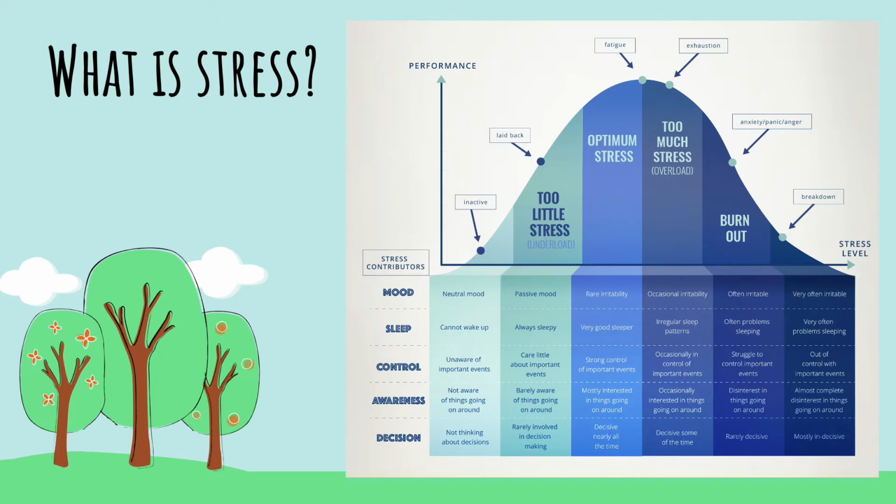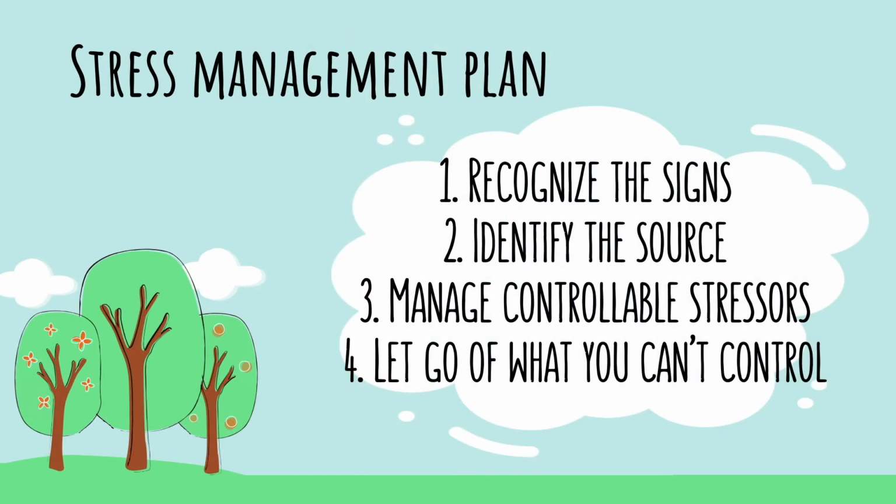Now that we know a little more about stress, let's talk about how to recognize it and come up with a plan to reduce it. We are going to go to our worksheet and follow the stress management plan for the duration of the workshop before we get into some practice. We will go through 4 steps: recognizing the signs, identifying the sources, manage controllable stressors, and let go of what we can't control. This will help us to know what to do when we are feeling stressed and pick the right strategy for us in that situation. As we go through the plan, pause this video as needed to complete the activities.